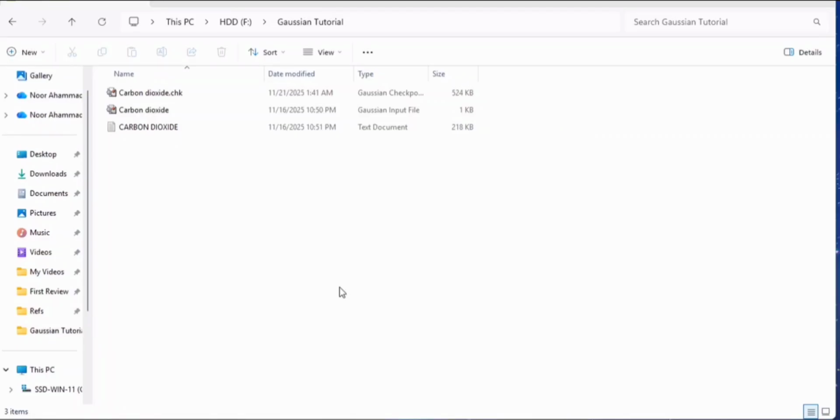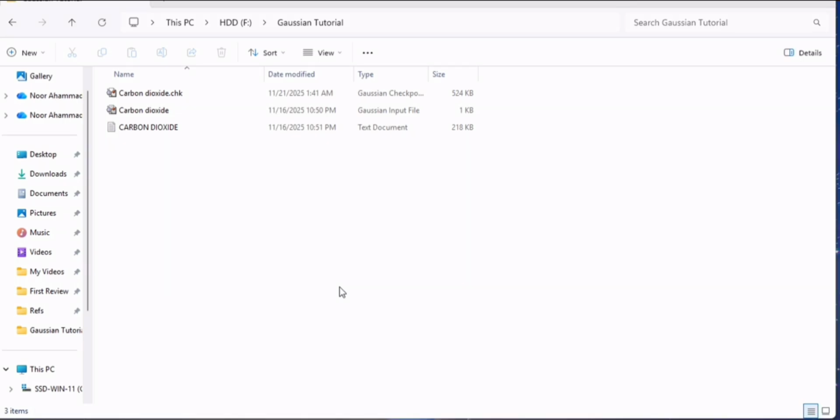Welcome to another video on molecule simulation using the Gaussian software package. In the last video, I simulated carbon dioxide and showed you all the procedures to optimize a structure. How can you optimize them? And I found the optimized output. Today I will show you how to analyze different parameters from this optimized output.